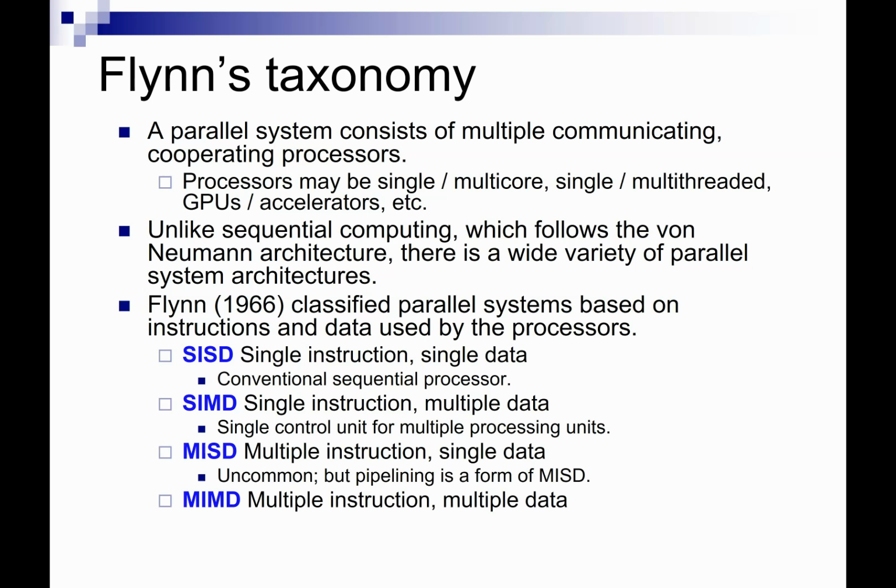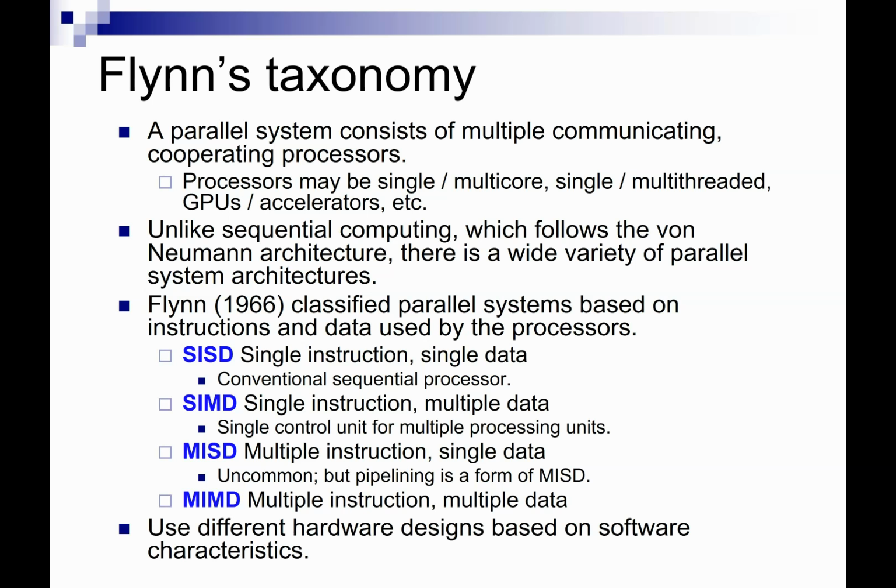Next, you could have MISD, which would be multiple instructions, single data. This is not a very common architecture, but you could argue that pipelining is somehow a form of MISD, because in pipelining, you do multiple substeps on the same piece of data. And then lastly, you have MIMD, which is multiple instruction, multiple data. That is the most general form of the processor.